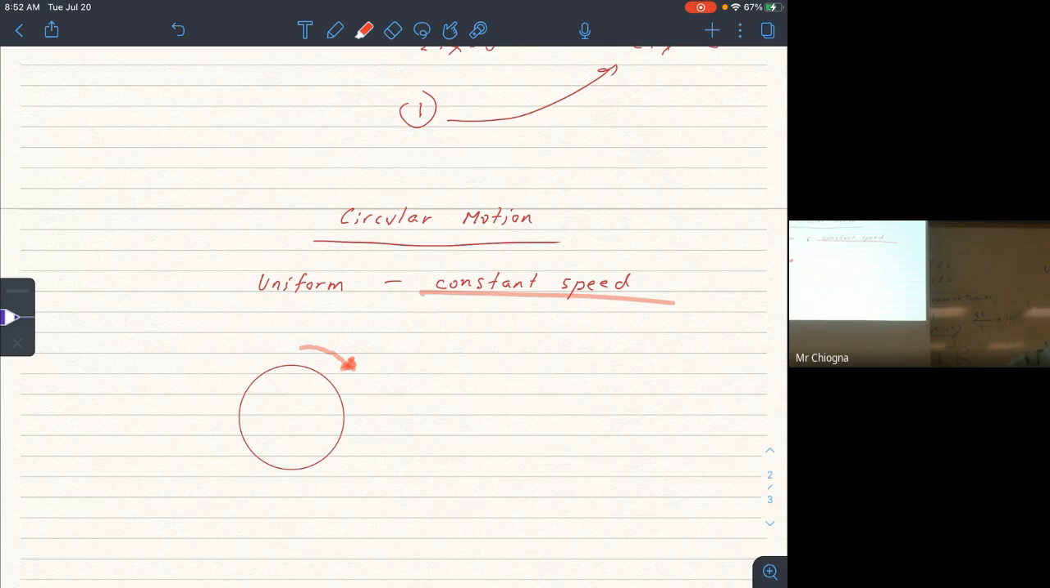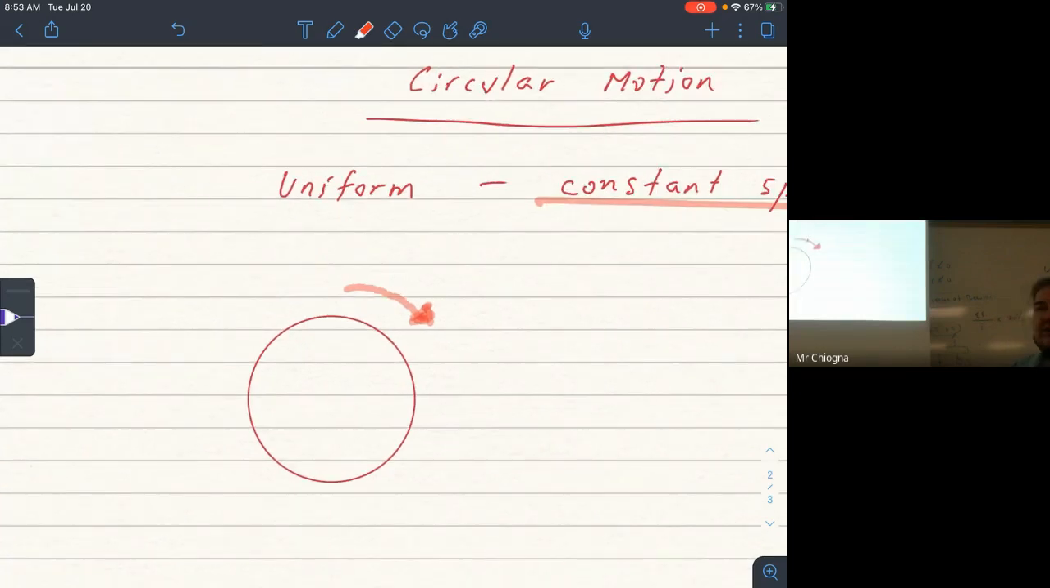There's lots of things that approximate this. The wheel on a car: if the car is traveling at constant speed, the wheel will move with a constant speed. Planets around the sun, we can approximate constant speed. The moon around the earth, constant speed and a roughly circular path. If we were going to get into more detail, it's elliptical, but we can approximate it with a circle. A Ferris wheel.